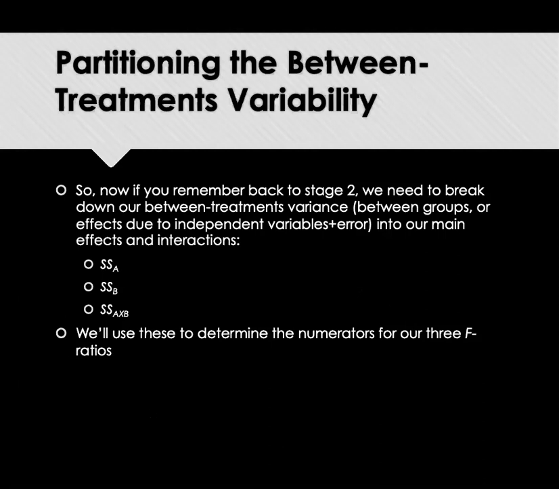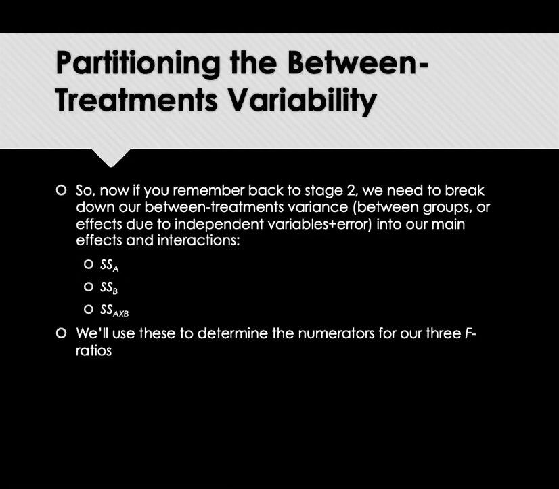We will compute a sum of squares for factor A, the main effect of factor A, the sum of squares for the main effect of factor B, and the sum of squares for the interaction. The interaction notation is just A by B. What that indicates is the interaction term. And we're going to use these to determine the numerators for our 3 F ratios.